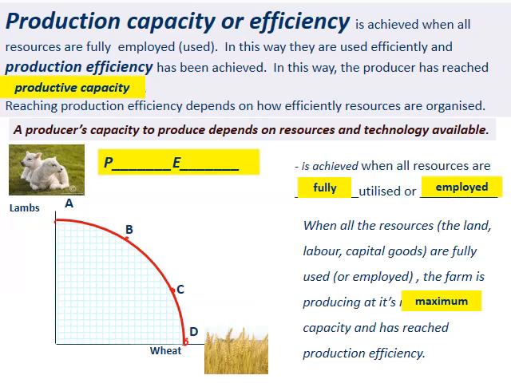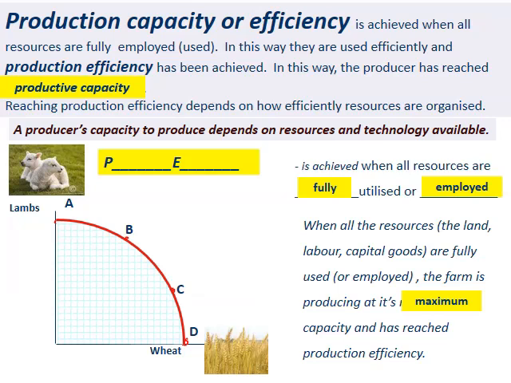So at any point on the frontier, on the curve, for example A, B, C, D, the farmer has reached his maximum capacity to produce. So it would not be possible to produce any more lambs at C without transferring some of the resources used to produce wheat, for example, the land and the labor. And so you would have to give up production of wheat in order to increase production of lambs.